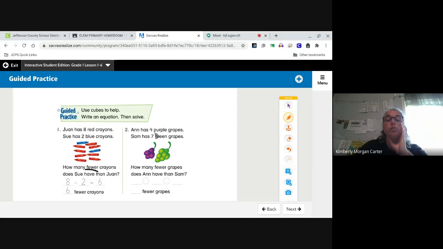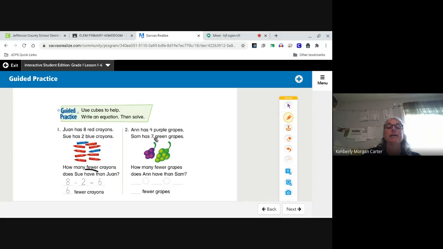Anne has 4 purple grapes, friends, and Sam has 7 green grapes. How many fewer, here's our word, fewer grapes does Anne have than Sam? Well, I now know it's a subtraction problem. I'm going to go ahead and enter my minus sign, and I'm going to go ahead and add my equal sign so that I know this will be my sum.